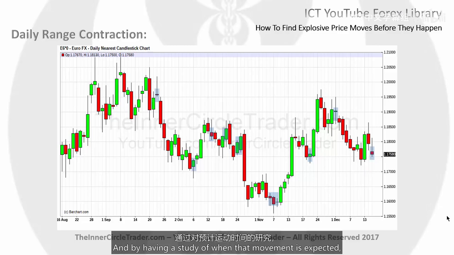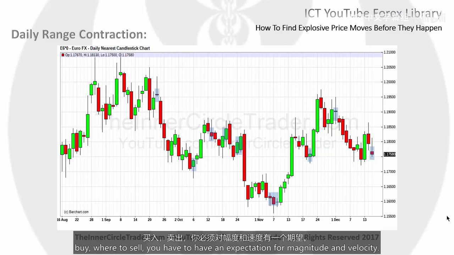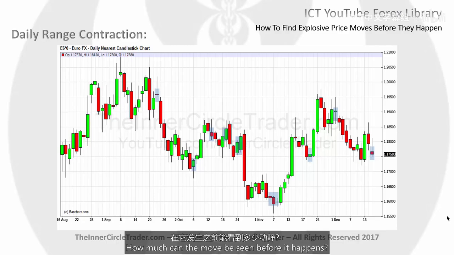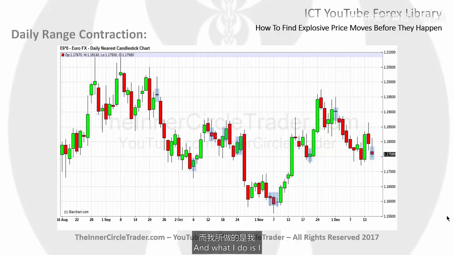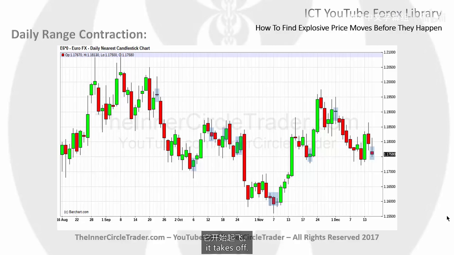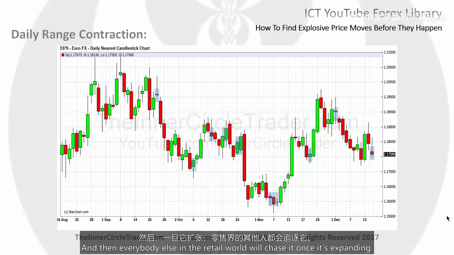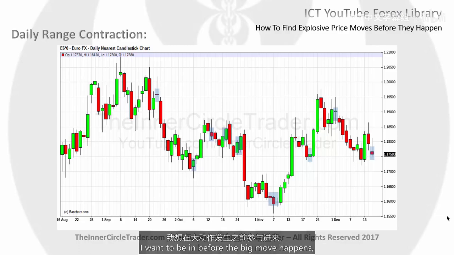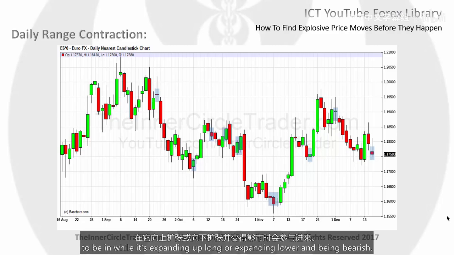And by having a study of when that movement is expected, not just where to buy and where to sell, you have to have an expectation for magnitude and velocity. How much can the move be seen before it happens? Is there going to be excitement? Is it going to be animated, if you will? What I do is look for when things are getting quiet. That means the traders are going to get bored with it. And when they're not paying attention to it, it takes off. Then everybody else in the retail world will chase it once it's expanding. I want to be in before the big move happens, because I'm most likely going to be in while it's expanding up long or expanding lower and being bearish.